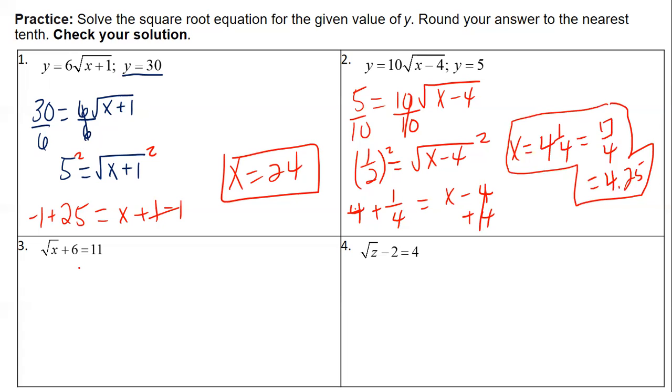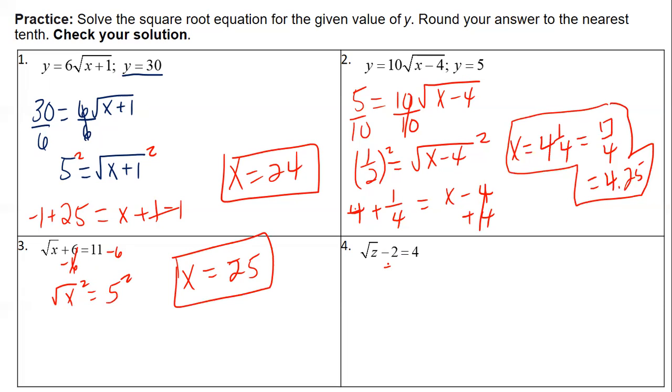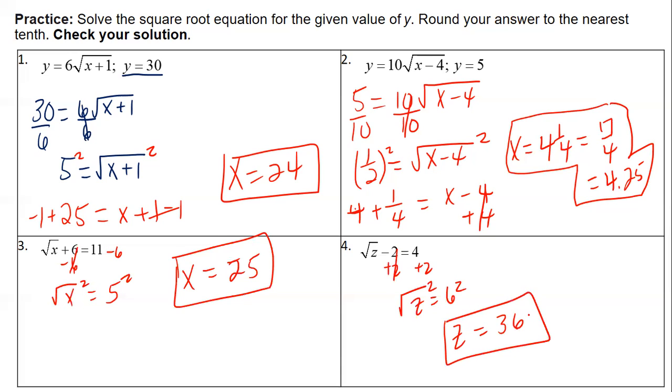All right. On number 3, you should have subtracted 6. So you have the square root of x equals 5, and then squared. So what is x? 25. Good job. On number 4, you should have added 2. And you get the square root of z equals 6. And then you squared. So what is z? 36. How do we feel about 2 and 3 step problems?